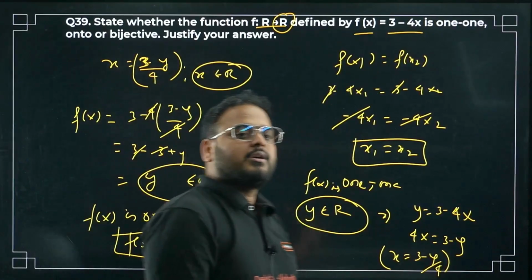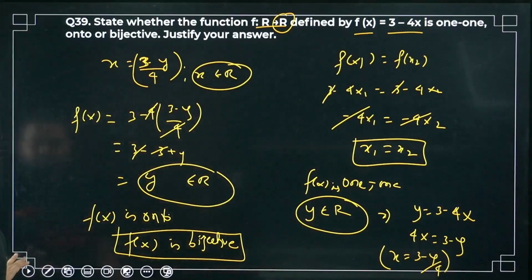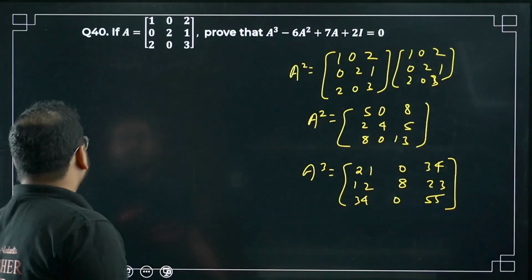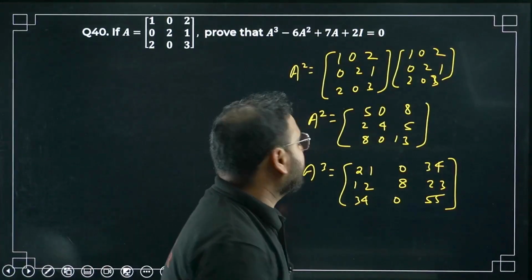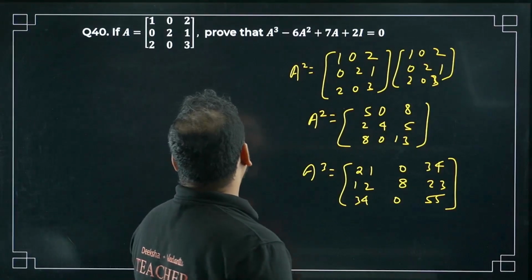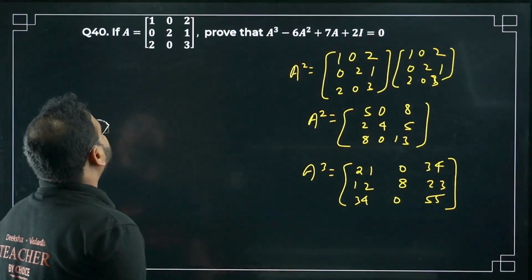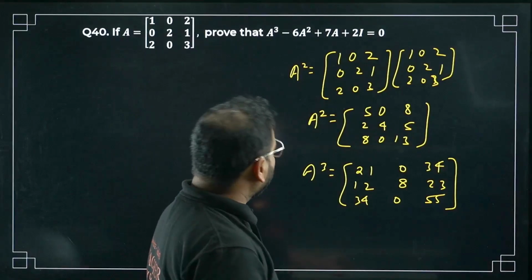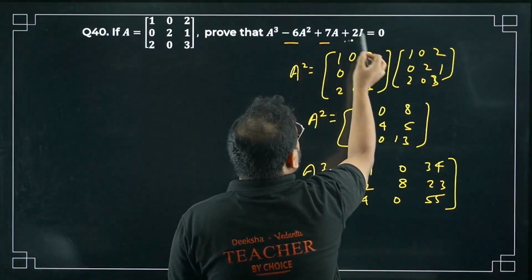Okay, let's go. This is a 3 marker again. Let's move on to question number 40. Let's solve this. If A equals the matrix with rows (1, 0, 2), (0, 2, 1) and (2, 0, 3), prove that A cube minus 6A square plus 7A plus 2I equals 0.